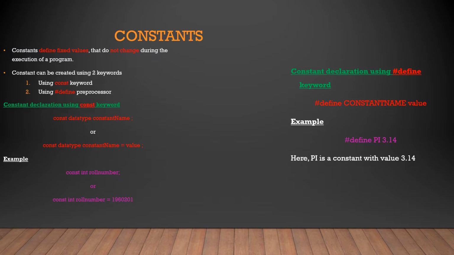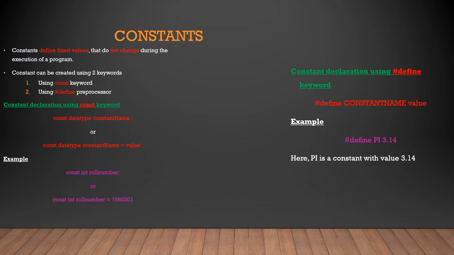Or we can declare it like this, to assign a value to that variable, that is initialization. We initialize by giving const, data type, constant name equal to some value. See this example here. For example, const int rollnumber. Rollnumber is the constant variable name we have taken, the data type is int, and const is the keyword. So the value of this rollnumber is made constant here. It remains fixed throughout the program.